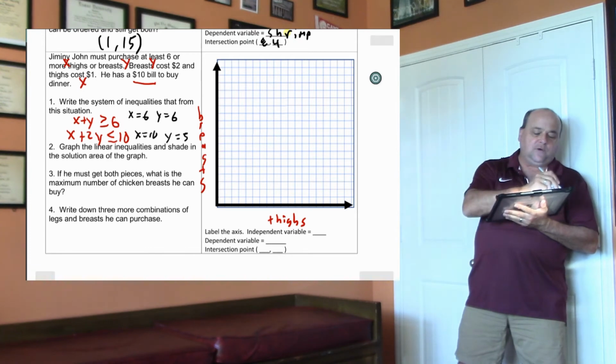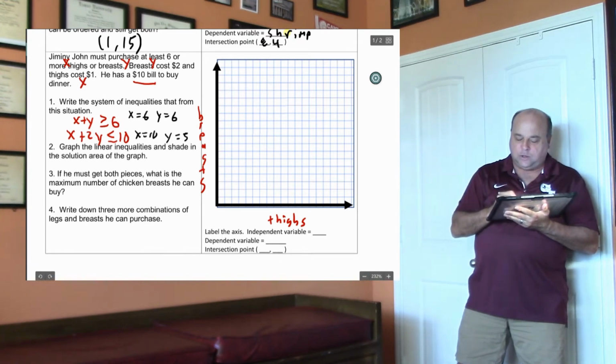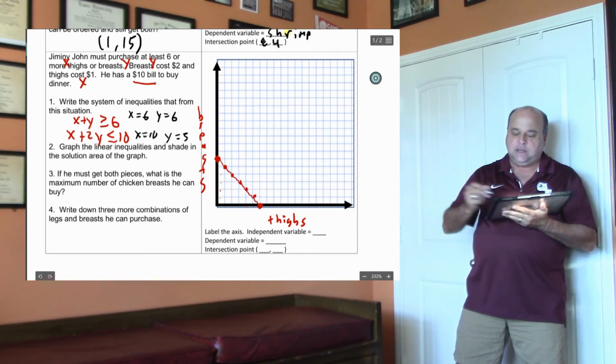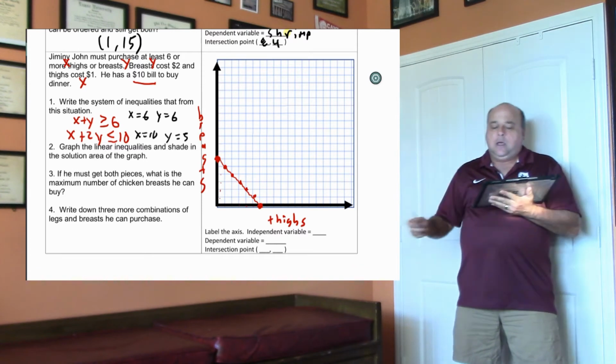Okay, so let's graph the first one. So the x-intercept is 6: 1, 2, 3, 4, 5, 6. And the y-intercept is 6: 1, 2, 3, 4, 5, 6. And the slope is 1, so it's just going to go down like this, or actually -1. Connect the dots. So we have this line.